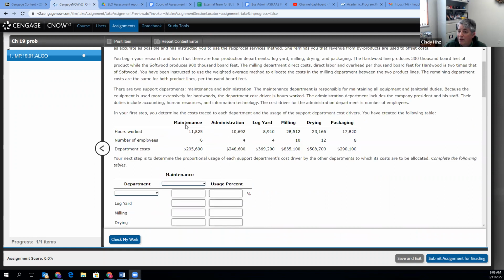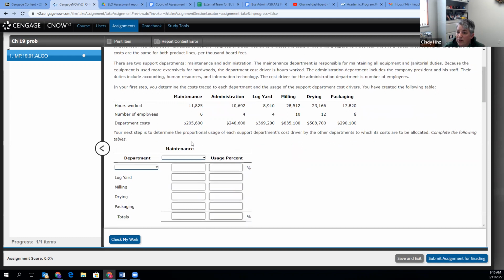So we're given information about 4 separate production departments and 2 support departments. And the 2 support departments are going to be allocated to the 4 production departments. Maintenance is based on number of hours worked. It tells us right here. And the administration department then is allocated based on number of employees.